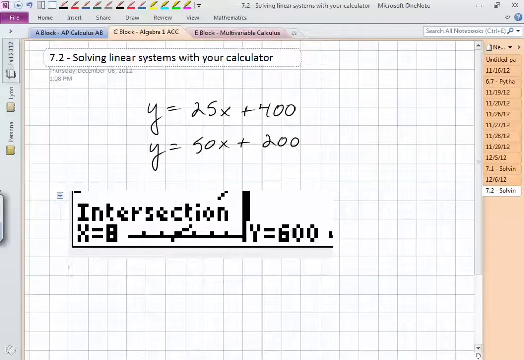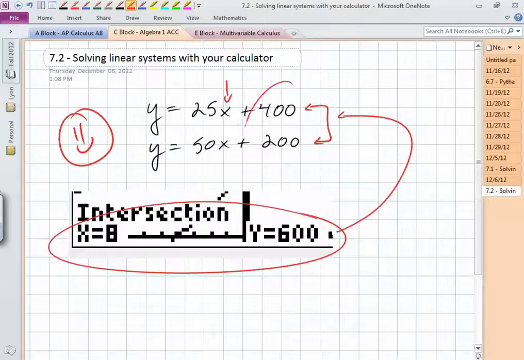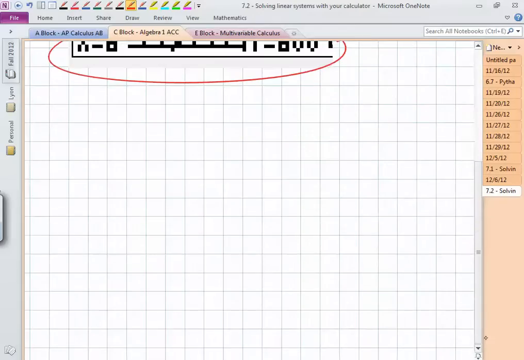So our calculator gave us the intersection point, which we can then check by taking these two values and plugging them into both of these equations to make sure they come out to be 600 when you plug in 8 for x, which they do. This is the proper solution. So one reason you might want to graph on your calculator and find the intersection is the numbers might be really big. Another reason is the numbers might not be very nice.